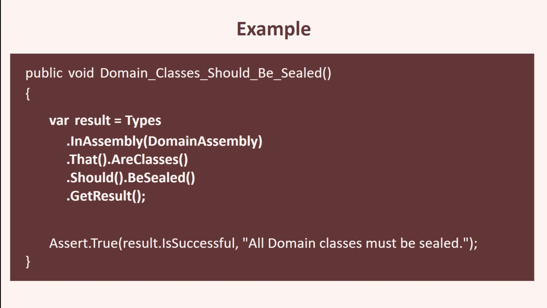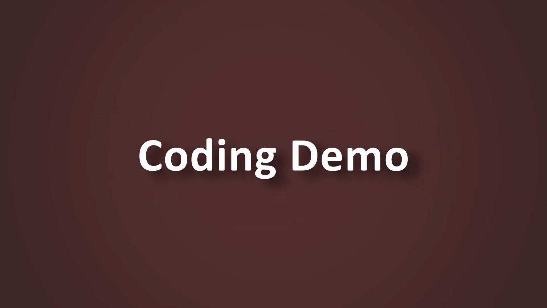This can be done using methods like InAssembly. Once we have loaded the types from an assembly, we use filtering methods like That().AreClasses or AreInterfaces to narrow down our selection further. And finally comes the magical part. We call the Should or ShouldNot methods to apply the specific architectural condition we want to check.